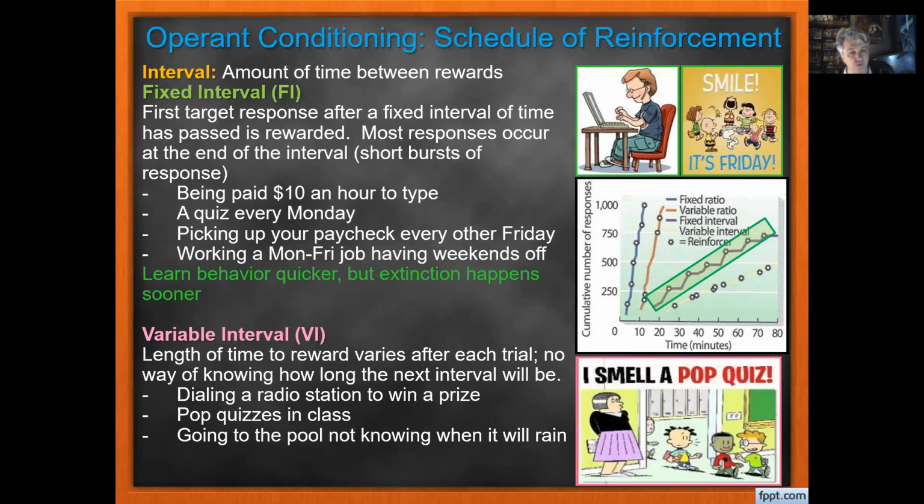Now, a variable interval means I never know when I'm going to get the reward. Dialing a radio station to win a prize. Be the 108th caller when we play this song. I never know when they're going to play the song, but at some point they're going to play the song and there's going to be the reward.